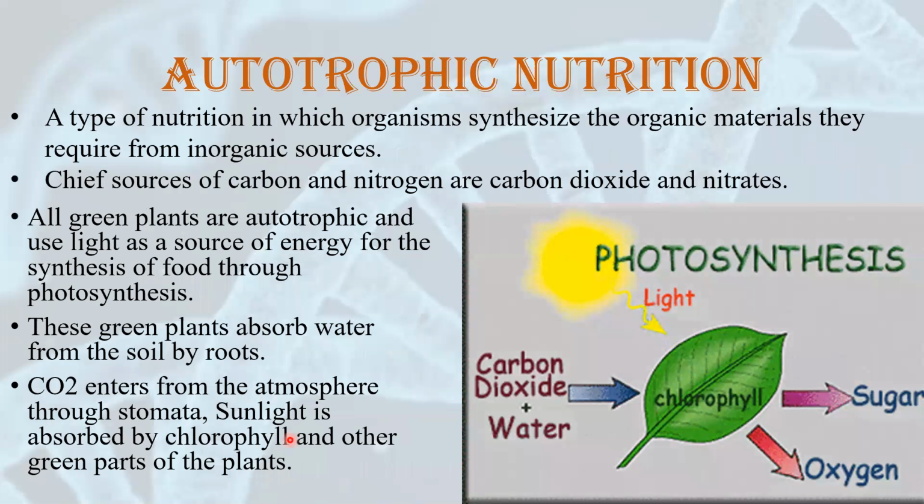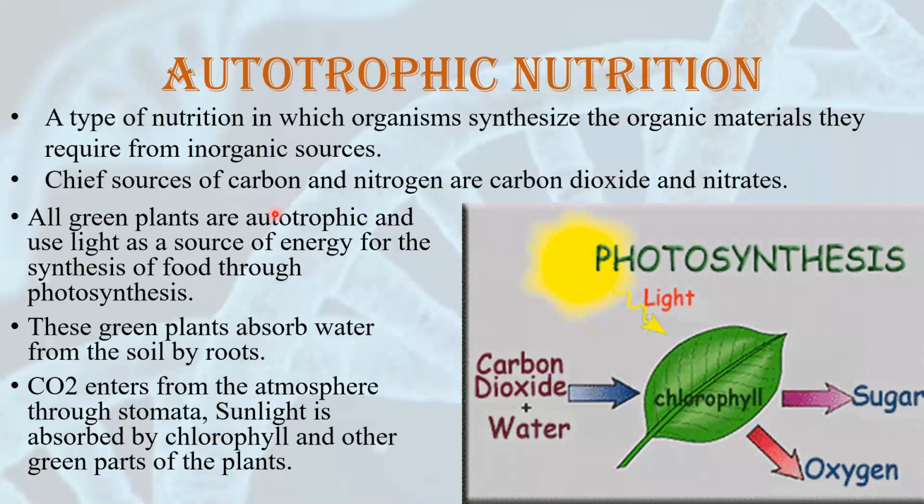Now one by one we are going to study both of these. First, let us study autotrophic nutrition. Autotrophic nutrition is a type of nutrition in which organisms synthesize the organic materials they require from inorganic sources. Chief sources of carbon and nitrogen are carbon dioxide and nitrates. The carbon is obtained from carbon dioxide and the nitrogen sources are nitrates.